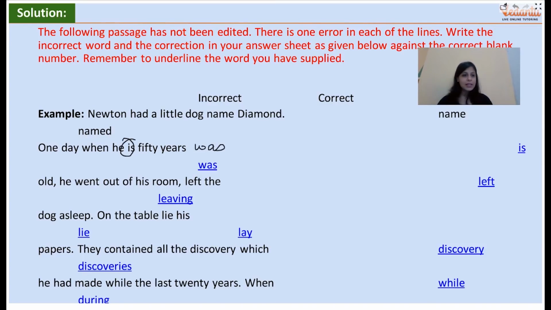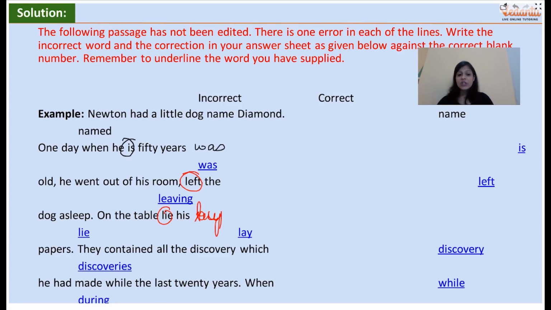I'm going to write it right here. Okay, when he was 50 years old, he went out of his room, left the dog asleep. Left or maybe leaving. Yeah, it's going to be leaving the dog asleep. On the table, lie. No, it's going to be lay. On the table lay papers.